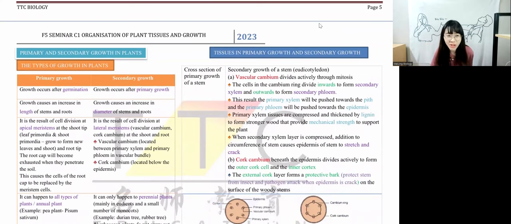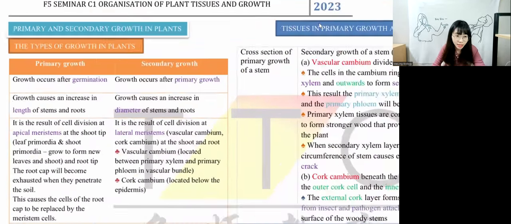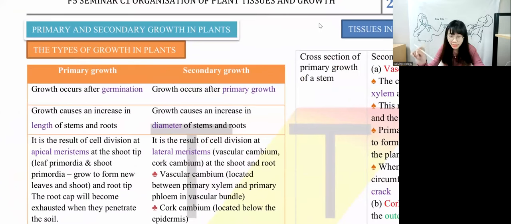We have to learn about primary growth and secondary growth. What is primary growth? What is secondary growth? Primary growth happens after germination. We have two growths, primary and secondary, but germination needs to take place first. Germination is the first one. Primary growth is the second one. Secondary growth is the third one. So we have germination, primary growth, and secondary growth.